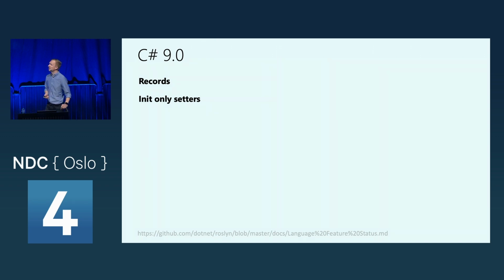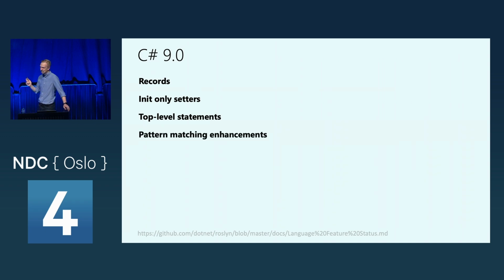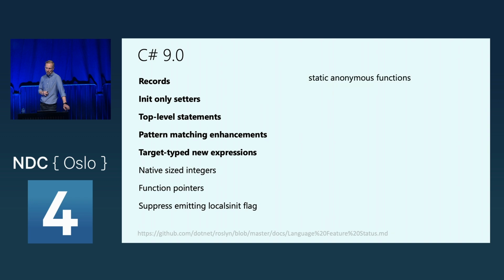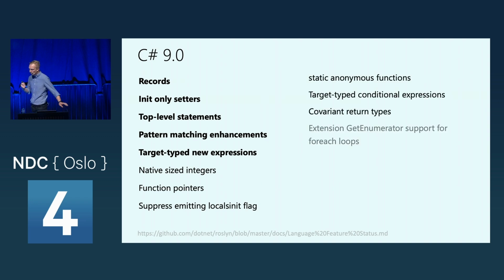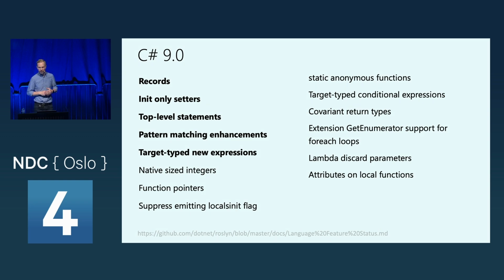We looked at the init-only setters, which is a way for us to create an immutable or set-only-once setter on a property. We have something called a top-level statement. We have pattern matching enhancements in C# 9. There's this target-typed new expressions, which I showed you just a moment ago. And there's a whole lot more language features that are more important if you are working with very low-level programming. There's some caching going on as well.